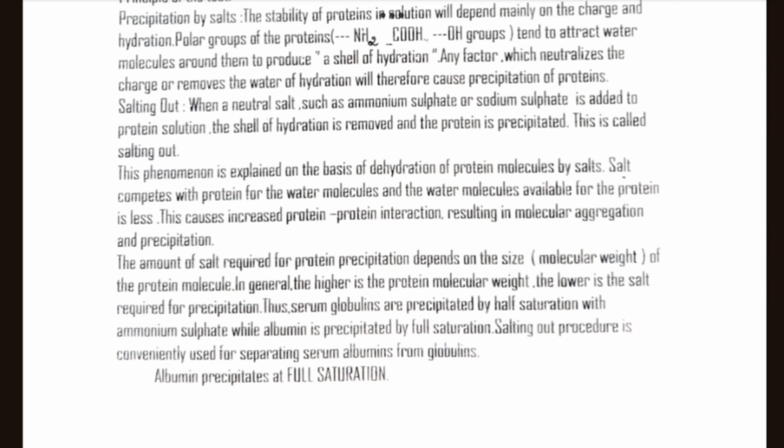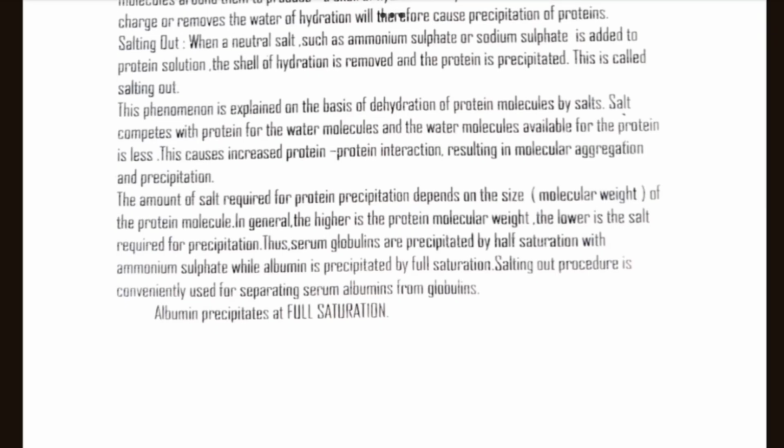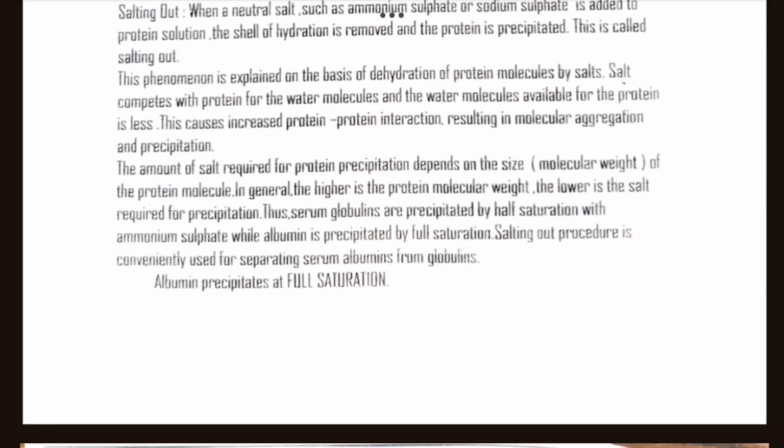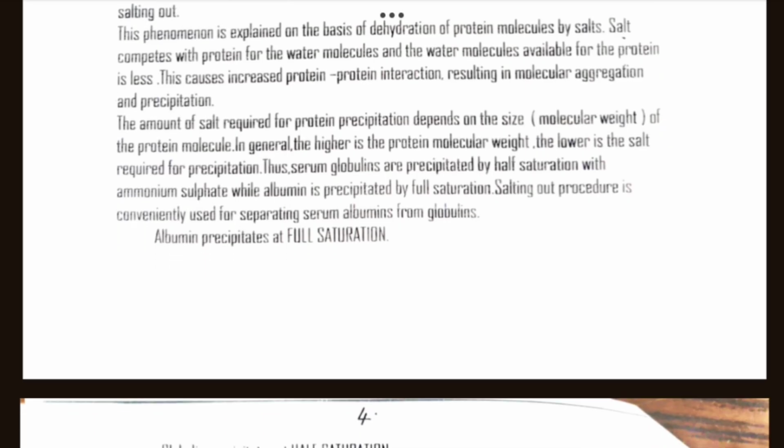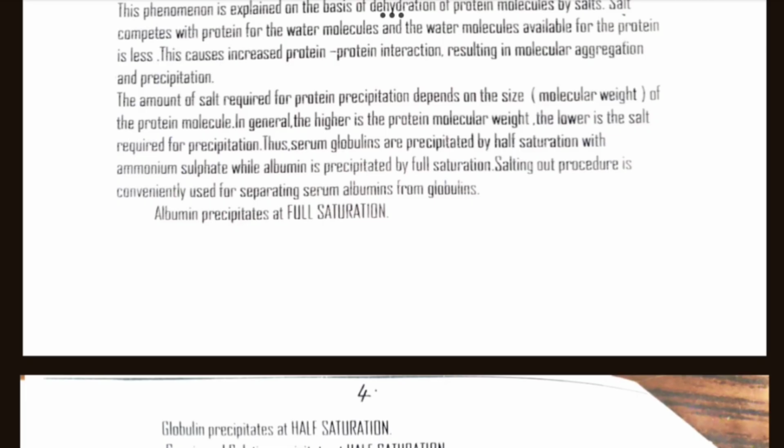What is salting out? This can be a viva question. When a neutral salt such as ammonium sulfate or sodium sulfate is added to protein solution, the shell of hydration is removed and the protein is precipitated. This is called salting out. This phenomenon is explained on the basis of dehydration of protein molecules by salts. Salt competes with protein for the water molecules, and water molecules available for the protein are less. This causes increased protein-protein interaction, resulting in molecular aggregation and precipitation.